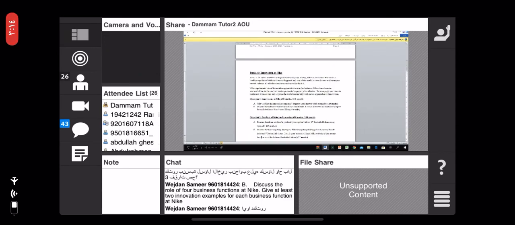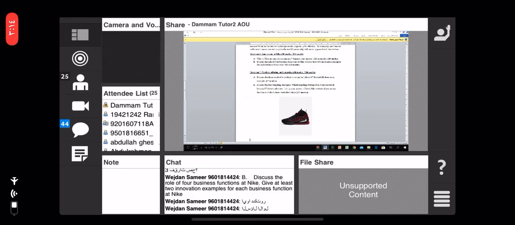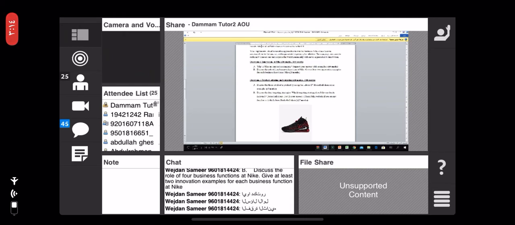Question 2, level of product. For business functions, okay, give at least two example innovations for each business function, okay.